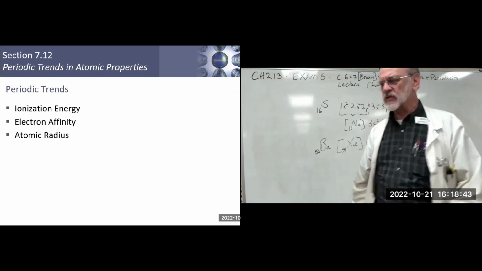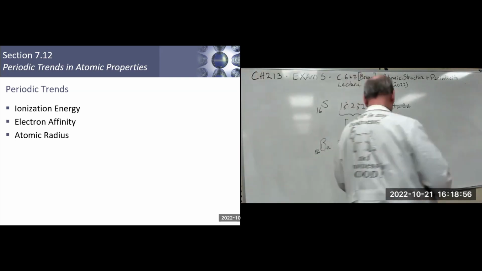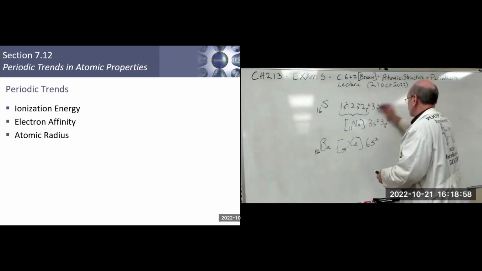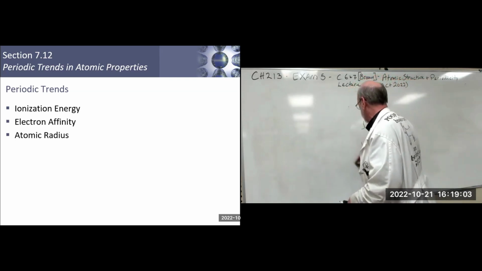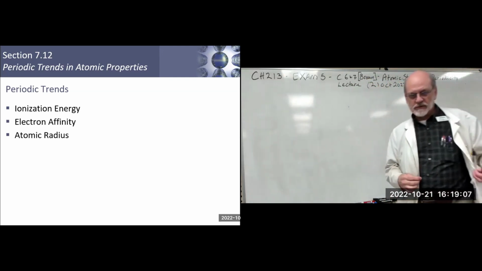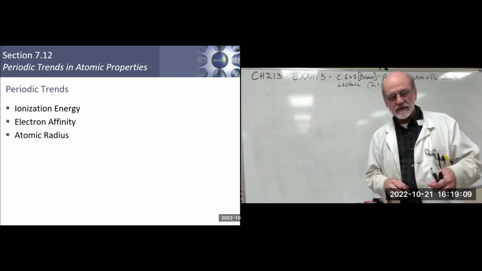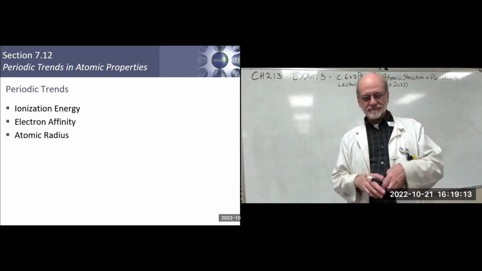All right, periodic trends. I think we're getting close to the end. Periodic trends, and then some final thoughts. These are not the only periodic trends that you can develop from the periodic table, but they are major ones. They're very important ones: ionization energy, electron affinity, and atomic radius.